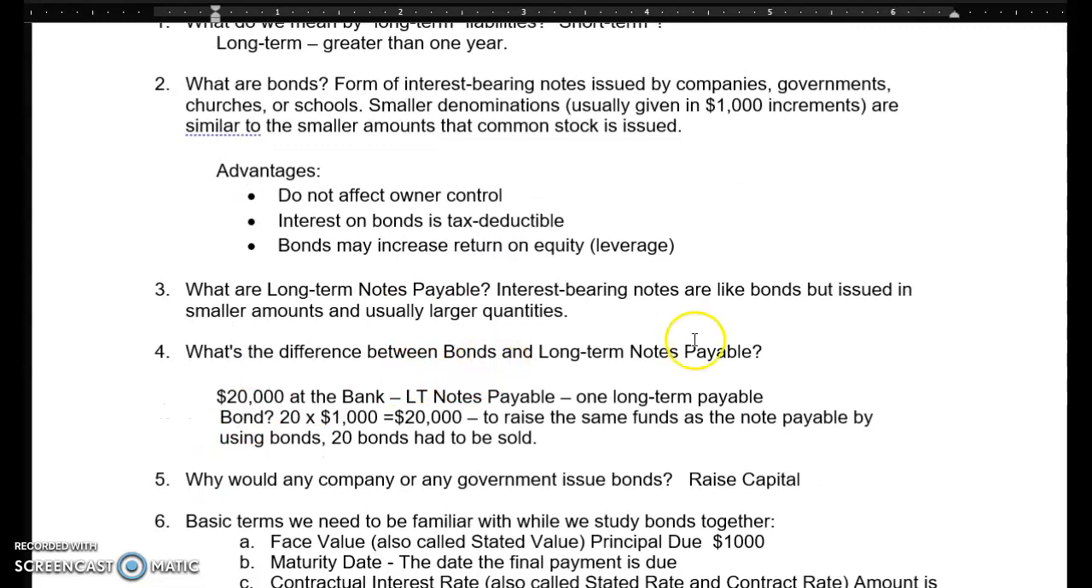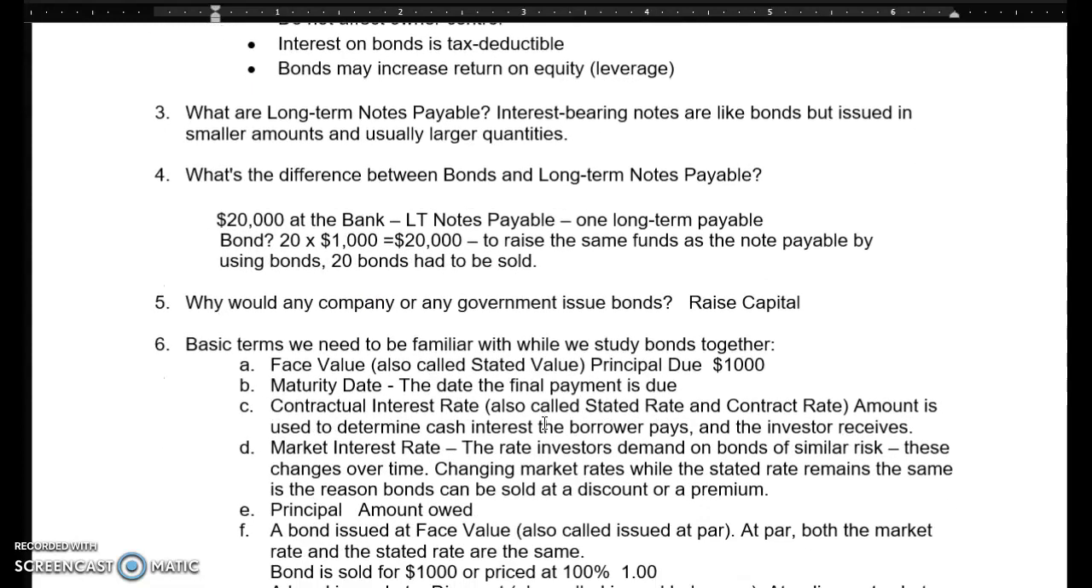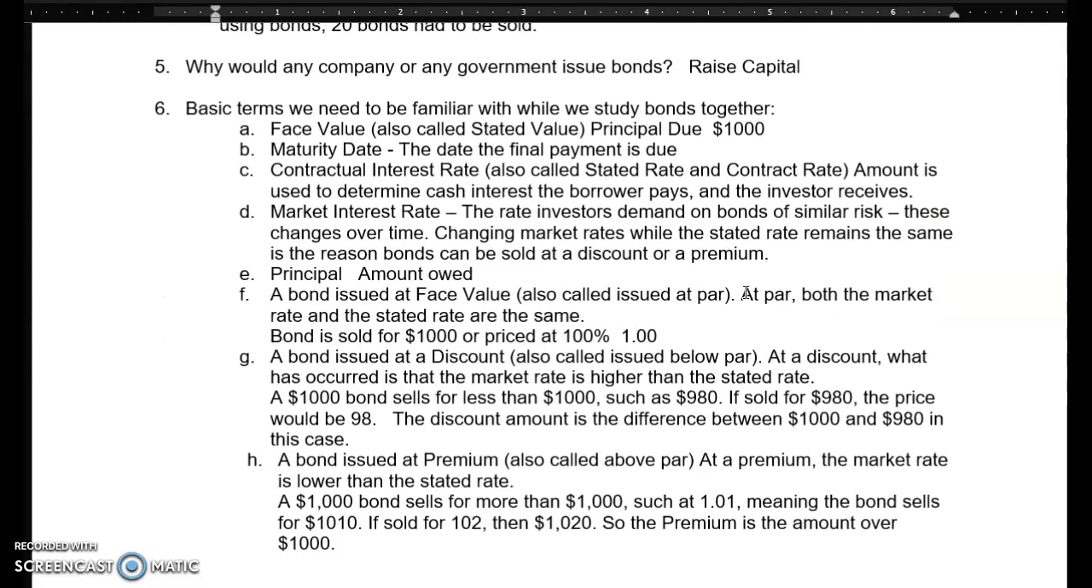What's the difference between bonds and a long-term notes payable? $20,000 at the bank is a long-term notes payable. A bond for $20,000 could be $21,000 bonds to raise the same funds as a note payable. 20 bonds had to be sold. Why do companies and governments issue bonds? Raise capital. Let's look at some terms.